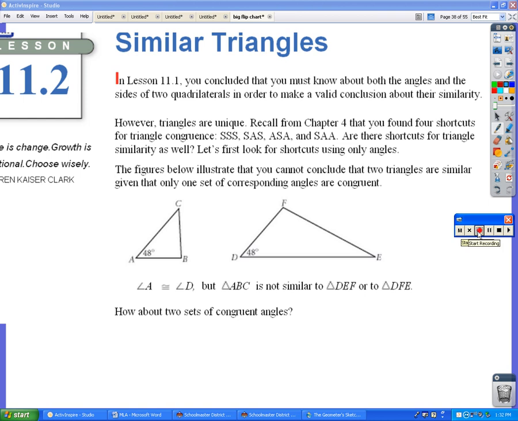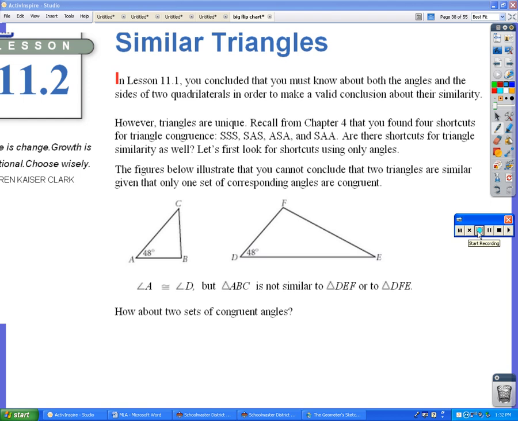Okay, so next section is still on similar triangles. And what we're looking for here is shortcuts that we can use to tell if two triangles are similar or not. And so this should remind you of the good old days of congruent triangles.